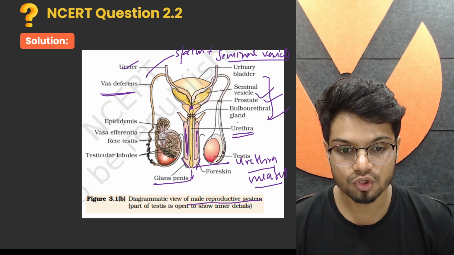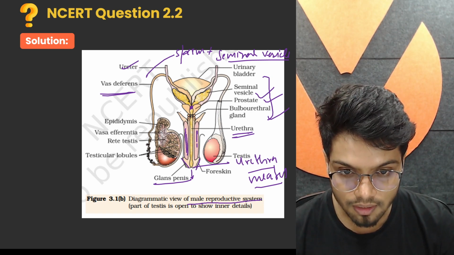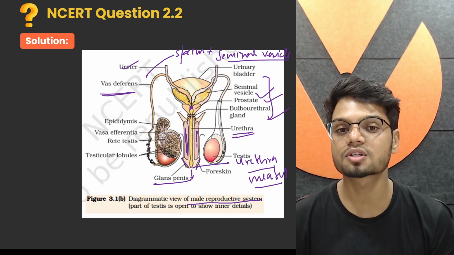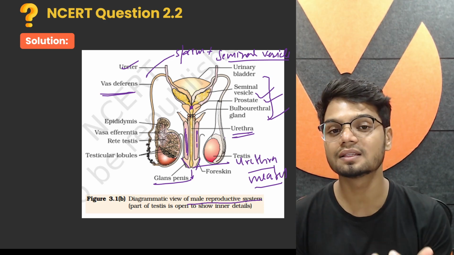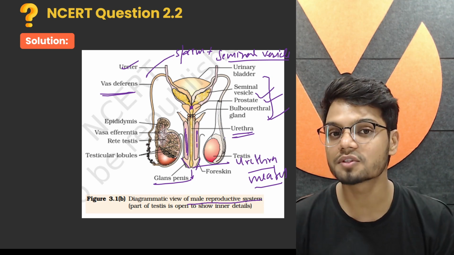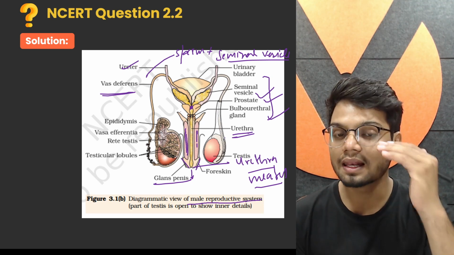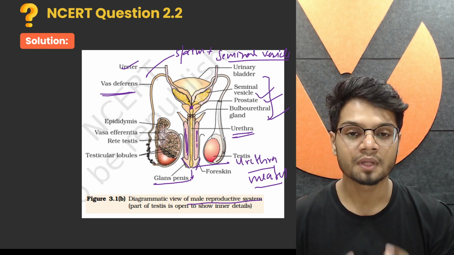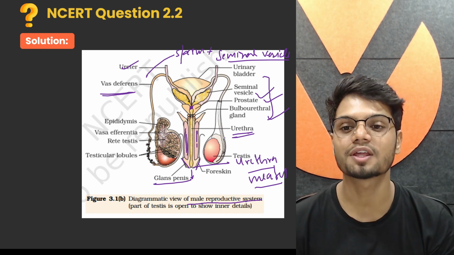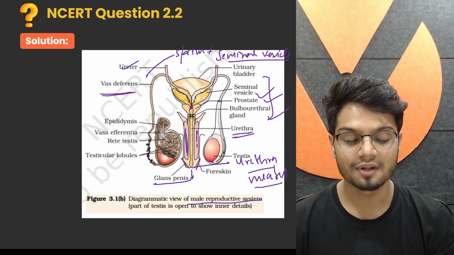The other structure which you need to know here is the covering, the cup-like structure which is holding the testis, that is the scrotum. The scrotum helps in maintaining the optimum temperature for spermatogenesis, which is 2 to 3 degrees lower than the body temperature. That is the complete explanation for your male reproductive system.